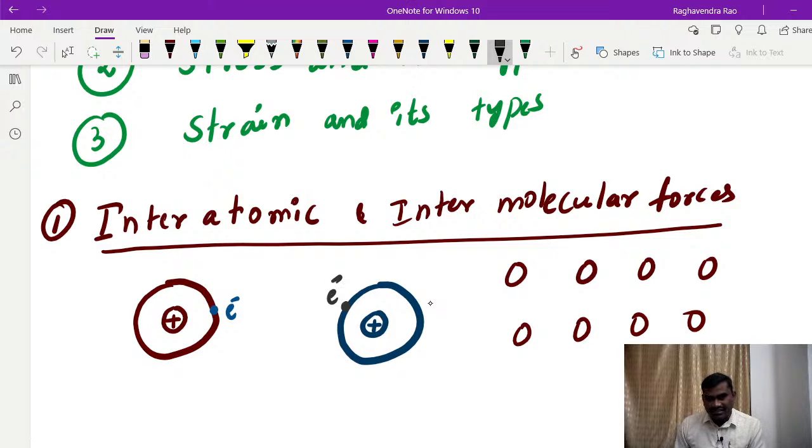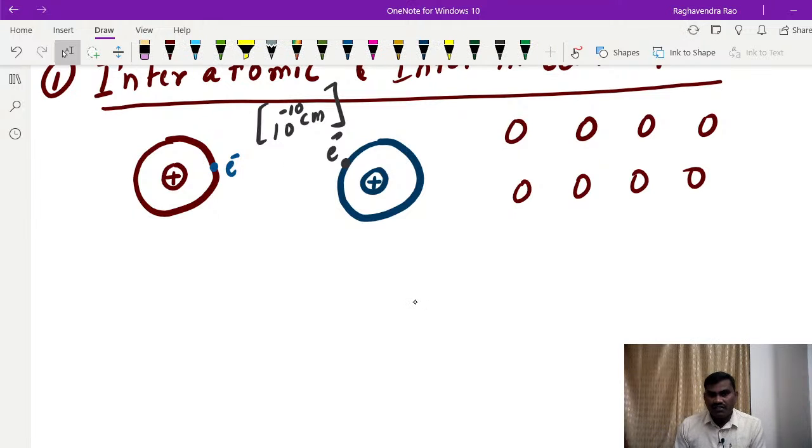Now the distance between these two is greater than 10 to the power of minus 10 centimeter. This is called atomic size. If the distance between them is greater than 10 to the power of minus 10 centimeter, there is no interaction between these two atoms. But when the distance between these two atoms becomes of the order of 10 to the power of minus 10 centimeter or less, then attractive and repulsive forces act between these two atoms. So what is the reason for those attractive and repulsive forces?